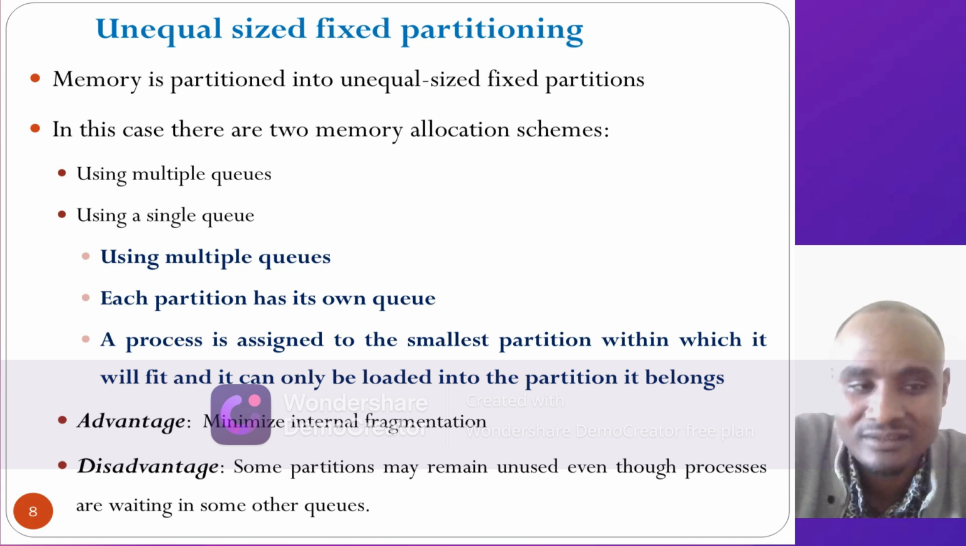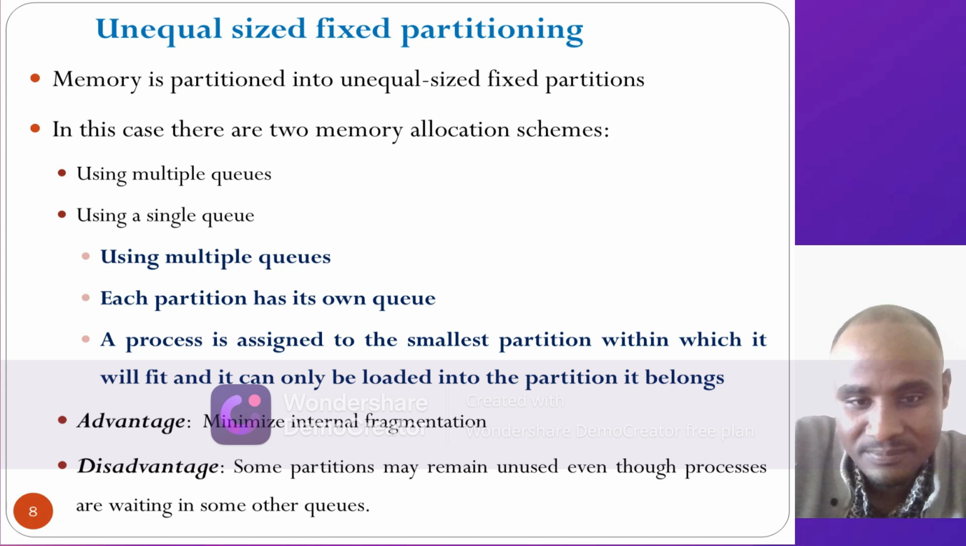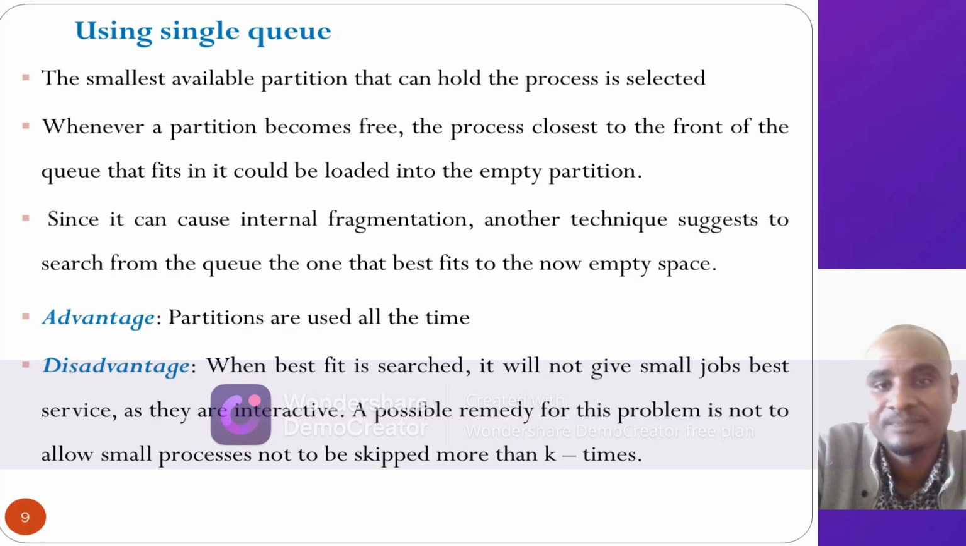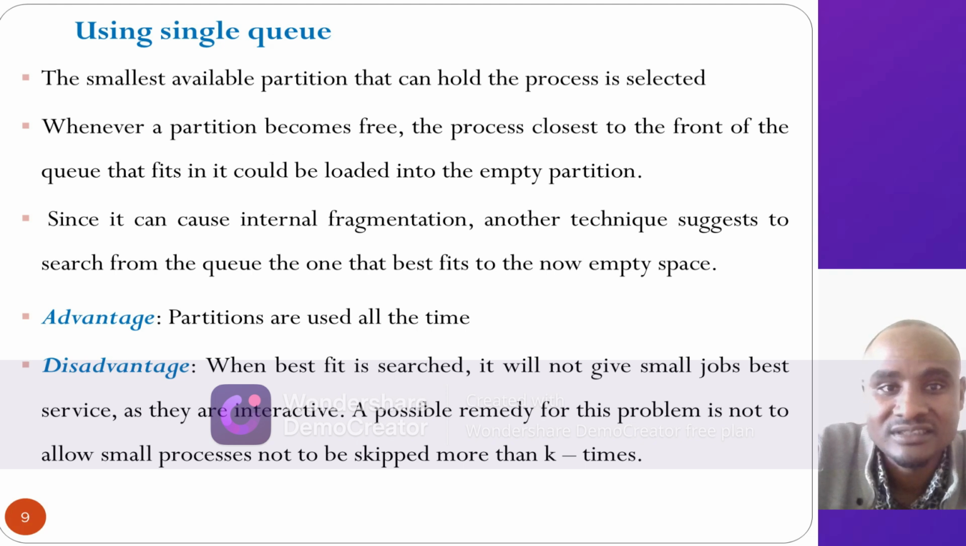This is the unequal sized fixed partitioning. This is more flexible as compared to equal sized fixed partitioning. What is the advantage? Minimal internal fragmentation as compared to equal sized fixed partitioning. Disadvantages: some partitions may remain unused even though processes are waiting in some other queue. When using single queue, the smallest available partition that can hold the process is selected.